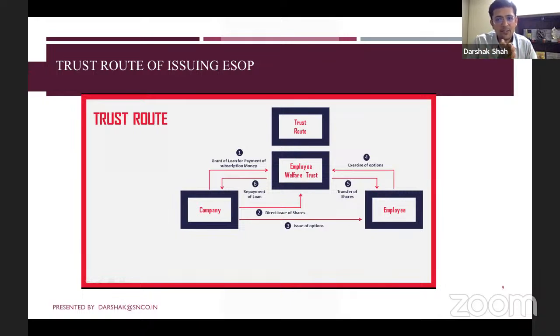So this is a chart. This is a chart which is commonly available. It's not something which I have developed. It's something which is commonly available. I'm just using this chart as a reference point so that I can explain the concept.